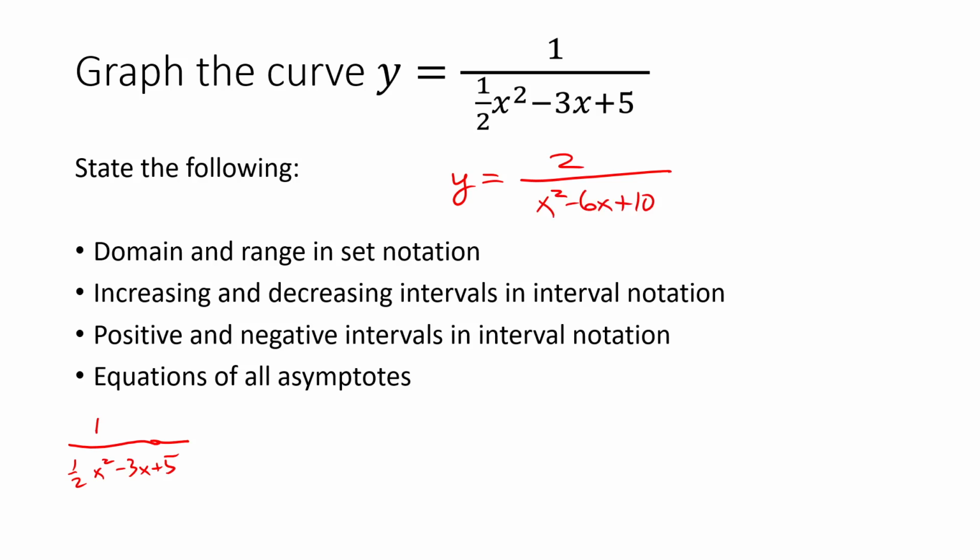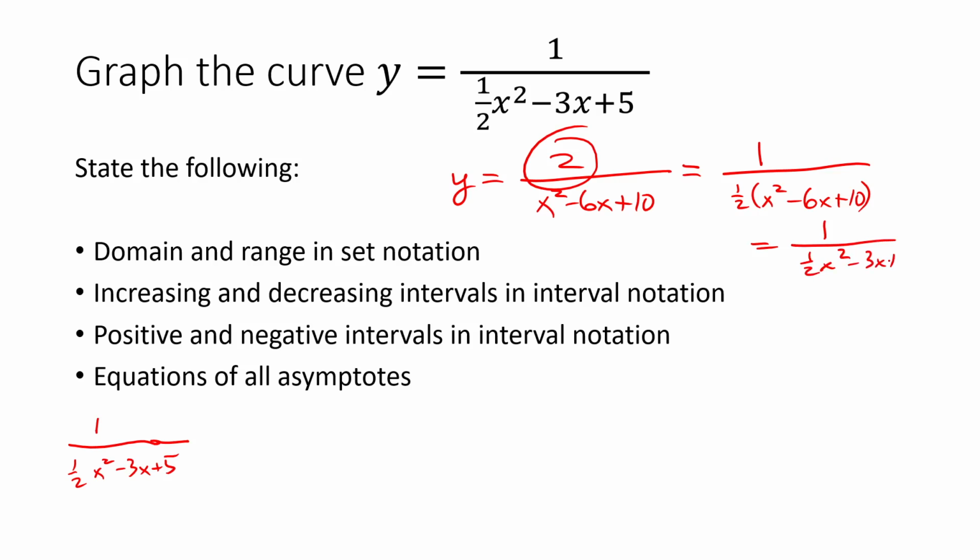If you saw a curve that read y equals 2 over x squared minus 6x plus 10, you might say to yourself, hey, I have a 2 up there, and that's not the series of steps I learned. I learned how to graph reciprocal functions if there's a 1 up there. But what you could do is multiply that 2 by 1/2 to make it a 1. Because you multiplied the numerator by a half, you'd have to multiply the denominator by a half, and you would end up with 1 over 1/2 x squared minus 3x plus 5, which is what we're being asked to graph.